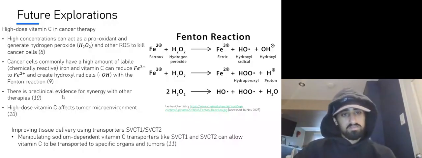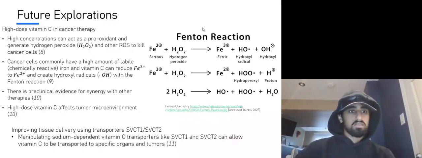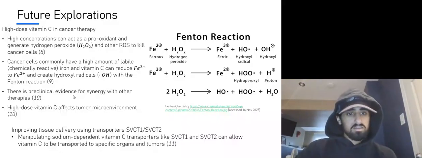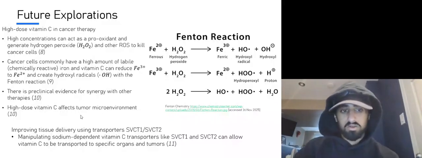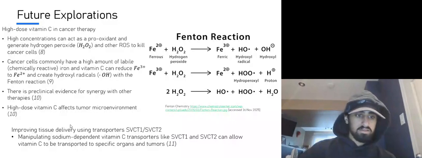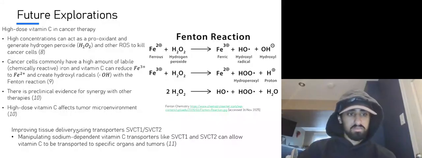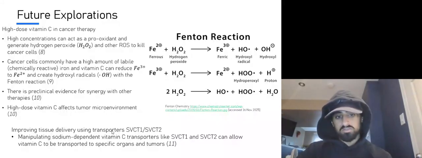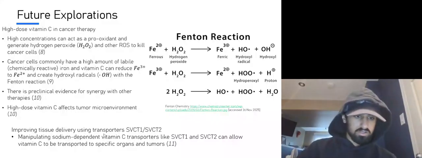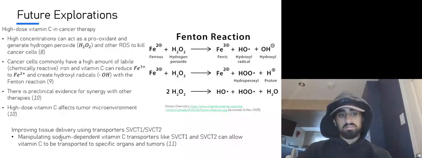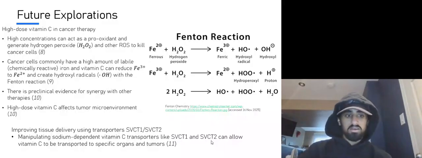There is preclinical evidence for the synergy of high dose vitamin C with other cancer therapies, and high dose vitamin C also affects the tumor microenvironment. Another area of research is improving tissue delivery using transporters, SVCT1 and SVCT2. Manipulating sodium-dependent vitamin C transporters like SVCT1 and SVCT2 allows vitamin C to be transported to specific organs and tumors. So this can be used for delivery.